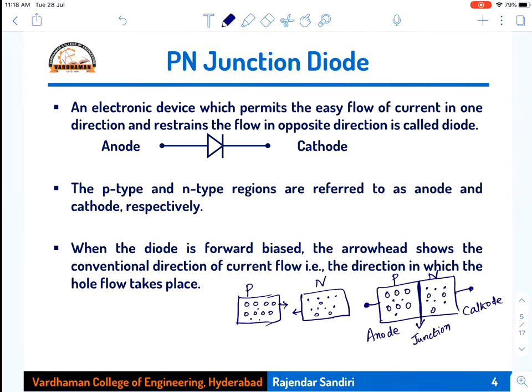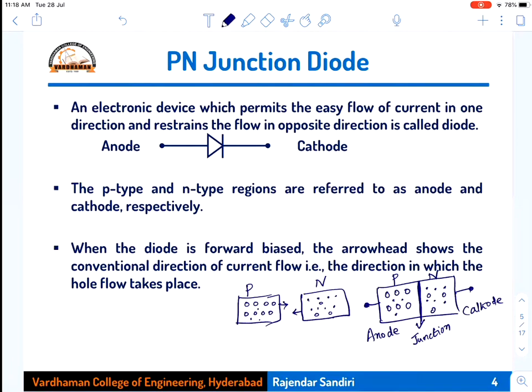Both of them are brought in contact with each other, so that a point of contact forms between these two types of semiconductor materials, which we call a junction. This junction is between p-type and n-type semiconductor materials. That's why it is called a p-n junction. And it is called a diode because it is connecting two electrodes: anode on the p side, cathode on the n side. So the name is p-n junction diode. That is the formation of the p-n junction diode.